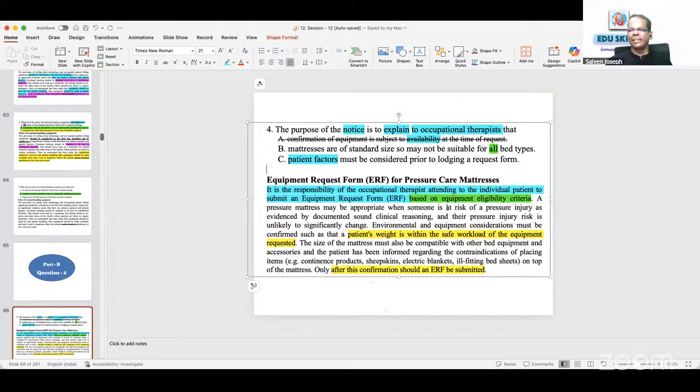They are saying, based on equipment eligibility criteria, what you have to do is submit the ERF based not on patient criteria, but on equipment eligibility criteria. Equipment eligibility criteria means there are 3 types of pressure care mattresses with us: extra large, large, and small.